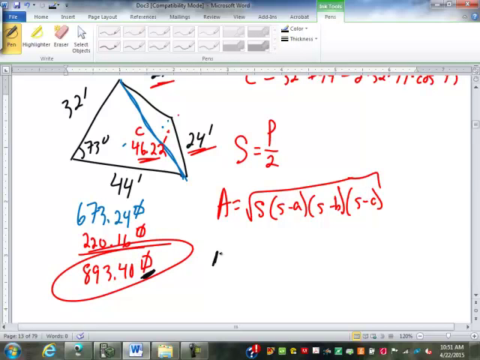Have you ever seen that little symbol there, by the way? It's the foot symbol with a square around it. It's just for square feet. I try to avoid doing it in class, but that's the architect and engineer's abbreviation for square feet.